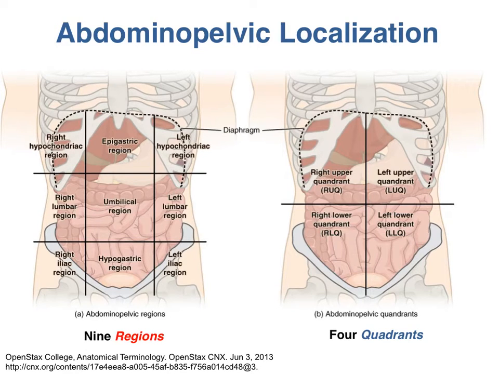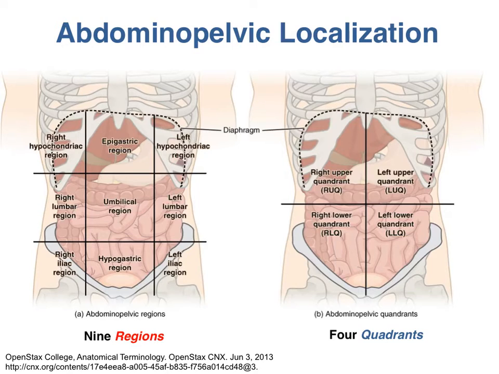And then for the 9 regions, the central region is the umbilical region, so you can imagine that that's around your belly button, otherwise known as the umbilicus. Then above that you have the epigastric region, right hypochondriac. Hypochondriac basically means under the cartilage of the ribs. The prefix chondro means cartilage, and you have this cartilage portion that connects your ribs to your sternum. So you have the right hypo, which means below, right hypochondriac region, and left hypochondriac region.